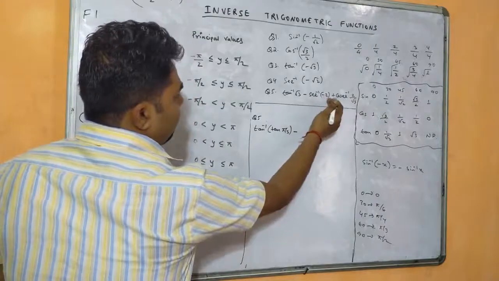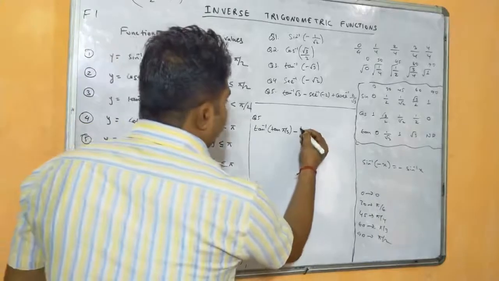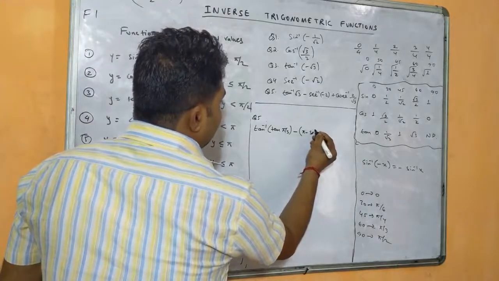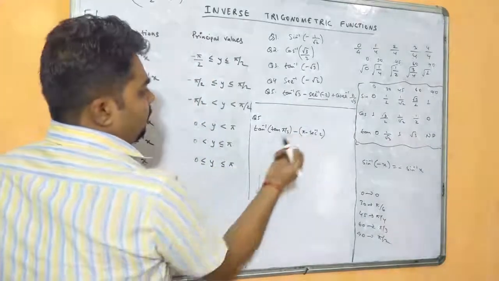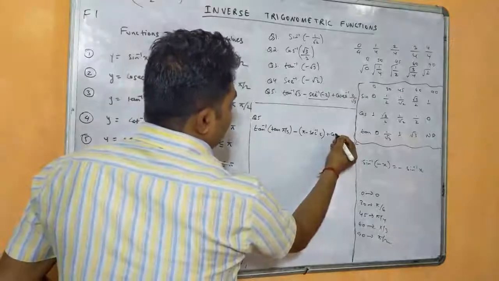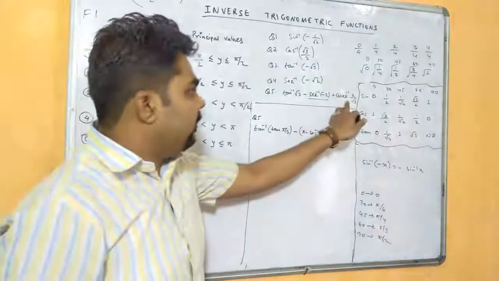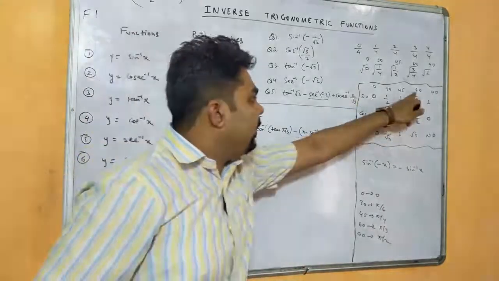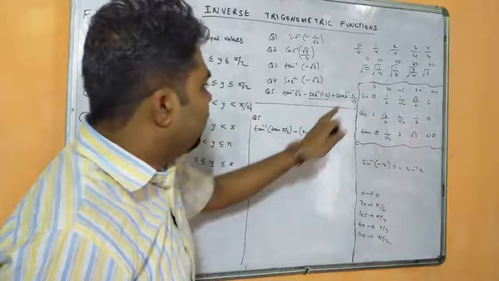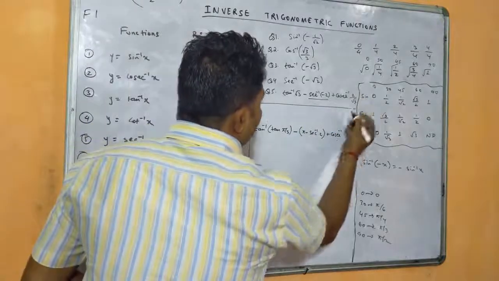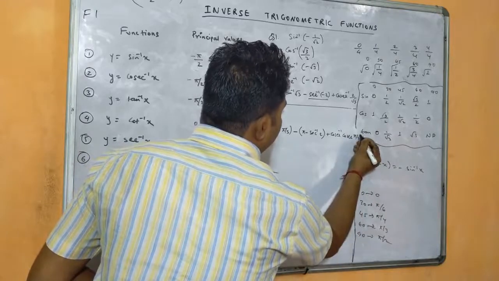minus sec inverse minus 2, right? As for sec inverse minus 2, the sec theta angle is negative, so we need to write pi minus sec inverse 2. So in place of sec inverse minus 2, pi minus sec inverse 2, and the minus stays as it is. Now plus cosec inverse 2 by root 3. You see, cosec is the inverse of sine, that means when sine is root 3 by 2, cosec is 2 by root 3, right? So sine 60 is root 3 by 2, therefore cosec 2 by root 3 can be written as cosec 60. So cosec 60 can be written as pi by 3.